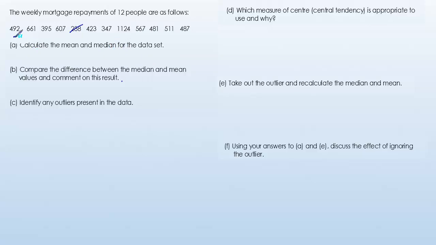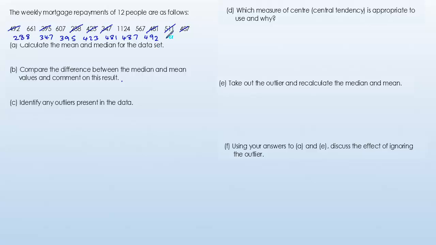The smallest is a 288, and then nothing else in the 200s, but in the 300s we have a 347 and a 395, and in the 400s we've got a 423, a 481, a 487 and a 492.